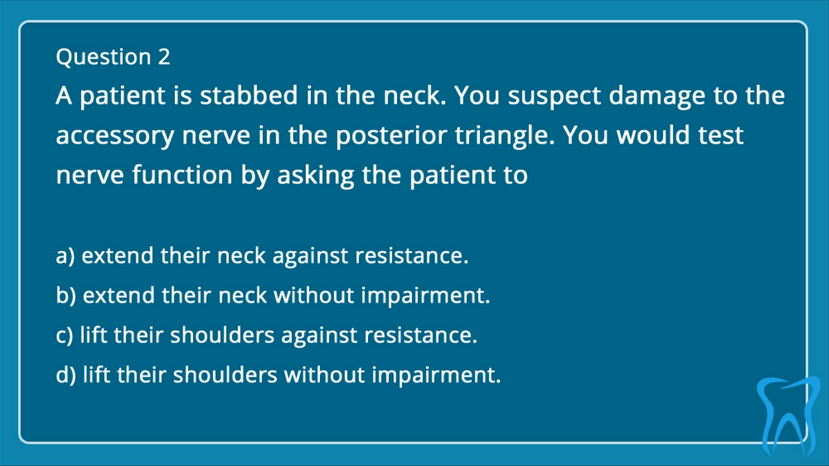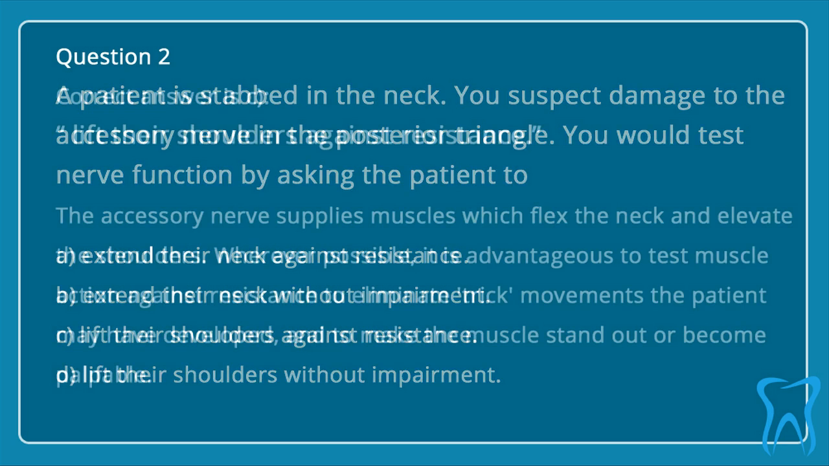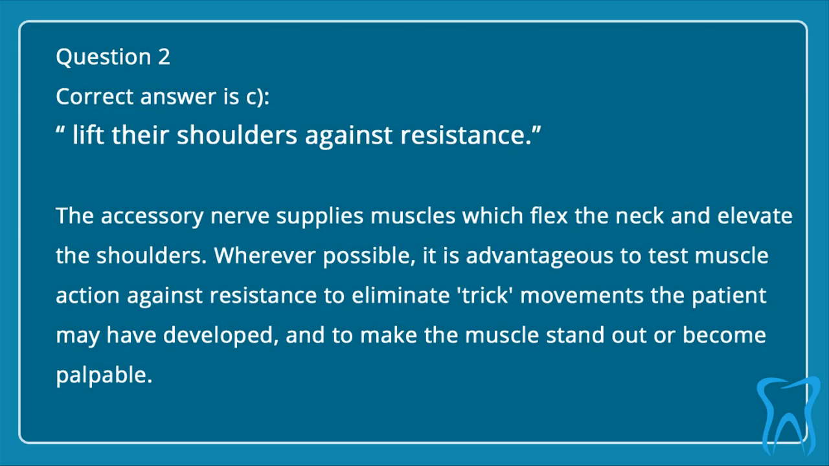c. Lift their shoulders against resistance. d. Lift their shoulders without impairment. Correct answer is c. Lift their shoulders against resistance. The accessory nerve supplies muscles which flex the neck and elevate the shoulders.